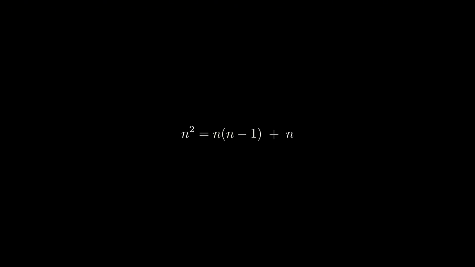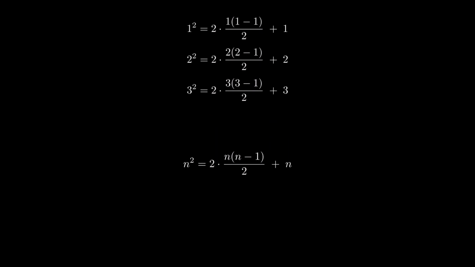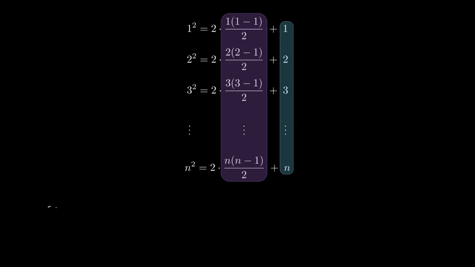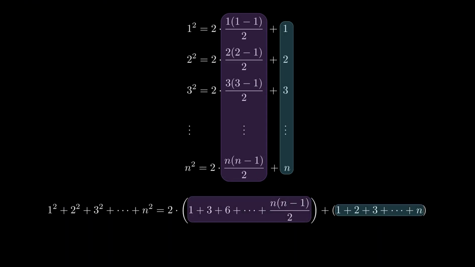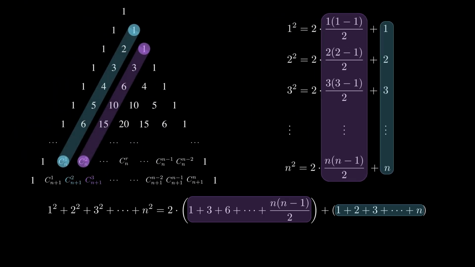We can rewrite the square of any natural number n as 2 times n minus 1 over 2 plus n. Observe now that if we sum them on the left-hand side of the equation, we obtain the sum of the squares of the first n natural numbers. On the right-hand side, 2 old friends appear: the sum of the numbers on the purple and the blue diagonals of the Yang Hui's triangle.